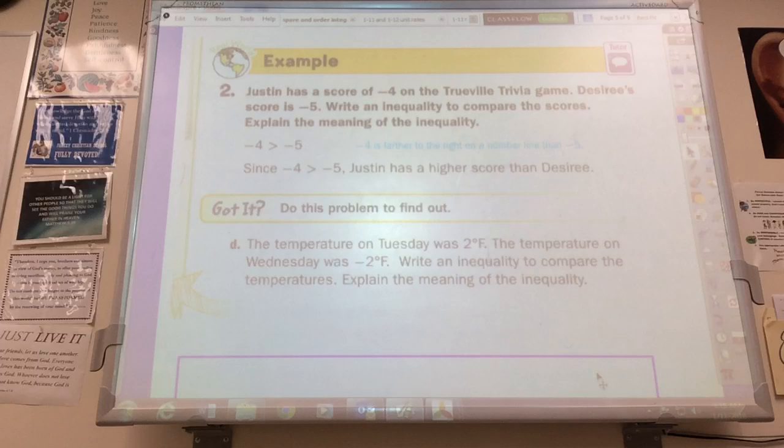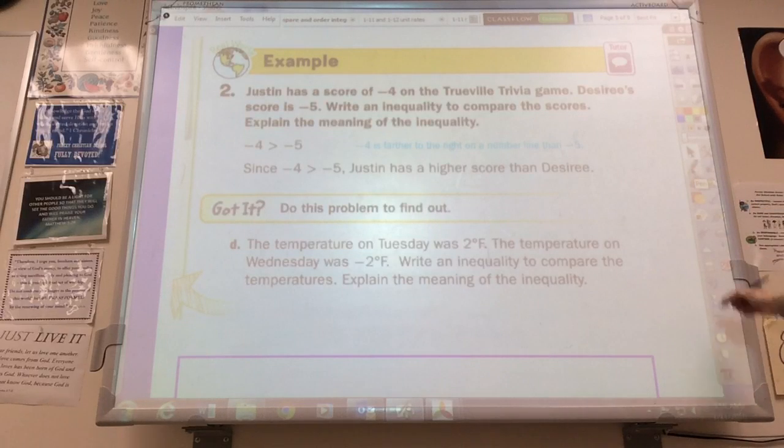Yes, there is. Temperature. The temperature on Tuesday was 2 degrees. The temperature on Wednesday was negative 2 degrees Fahrenheit. That is really cold. Write an inequality to compare the temperatures and explain the meaning. Try this one.